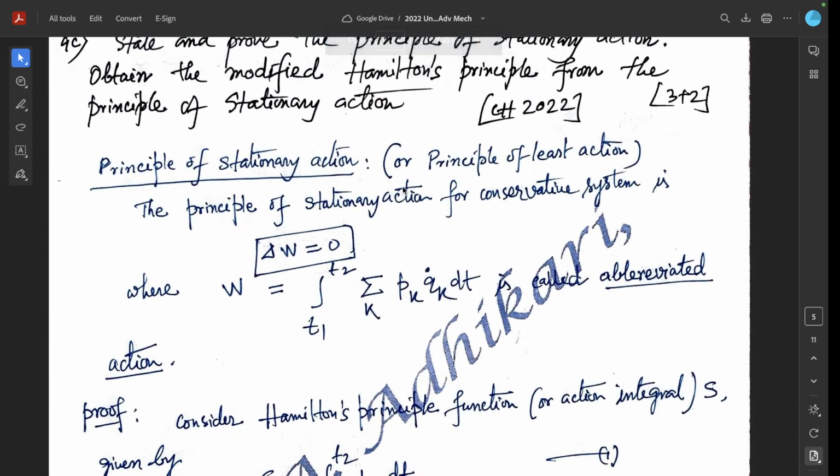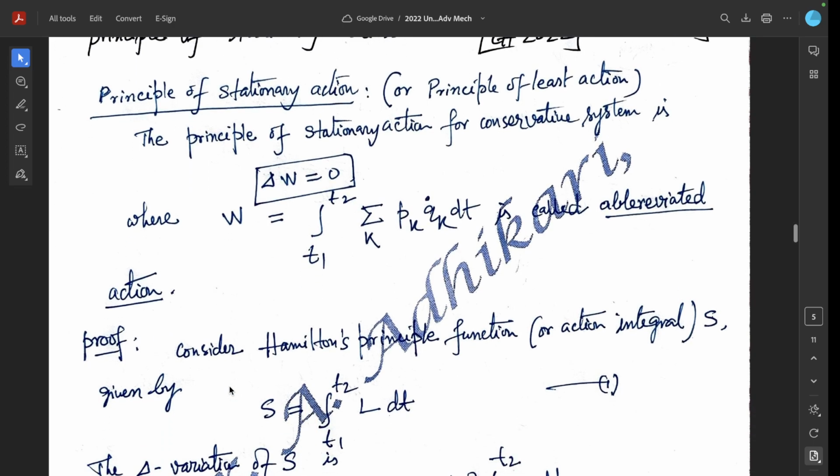Principle of stationary action, or principle of least action. The principle of stationary action for a conservative system is δW = 0, where W = ∫ from t1 to t2 of Σ_k p_k q̇_k dt, which is called the abbreviated action.